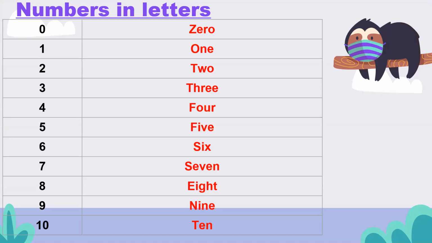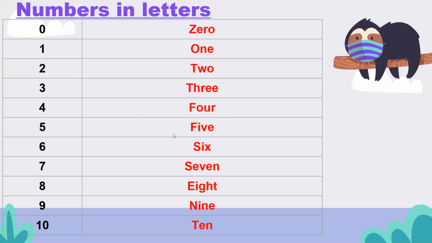O-N-E. Number 2. T-W-O. And then number 3. T-H-R-double E. Yes, very good. I can hear all of you. Number 4. F-O-U-R. And then number 5.